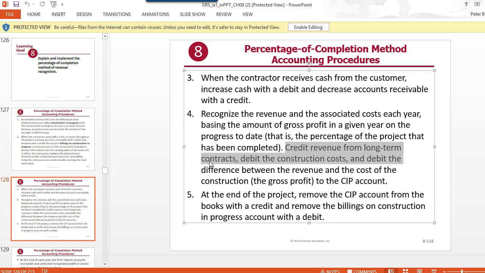When the project is ended, we remove the CIP account from the books with the credit, and we remove the billings on construction in progress, which is the contra account, with the debit. Why? Because the CIP has a debit balance. All the costs associated with that project are debited to that account. And all the billings that offset those costs are in the contra account. So essentially, the gross profit is embedded on our balance sheet with these debits and credits.